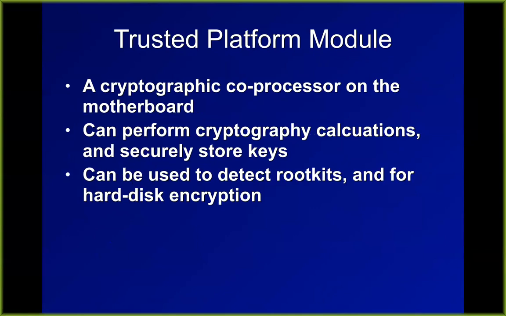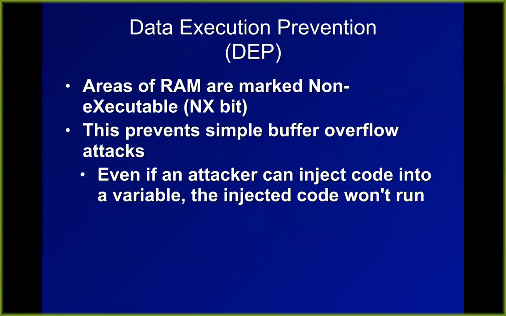This can also be used to detect rootkits on boot up, because it can check the cryptographic sum, an integrity check, a hash value of the kernel on boot up, and compare it to some information in the TPM that can't be altered. Data execution prevention is an important security feature added to Microsoft Windows machines in Windows XP Service Pack 2, where parts of RAM can be marked non-executable. This prevented buffer overflow attacks.